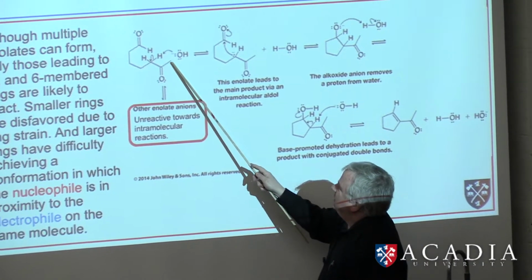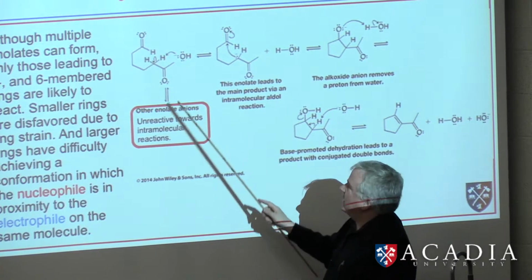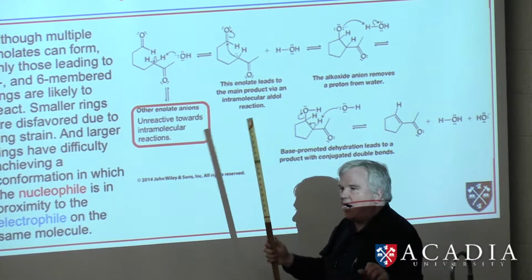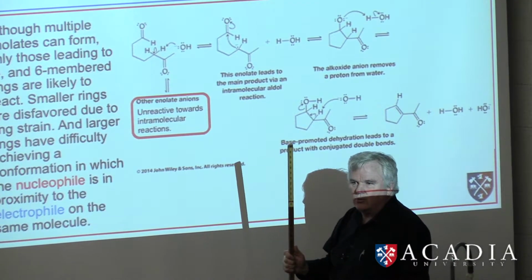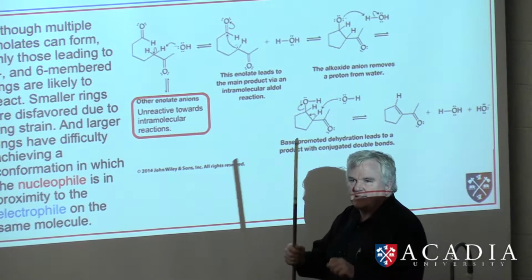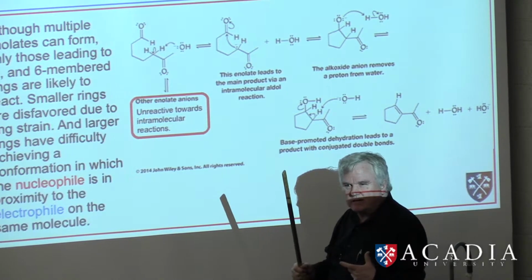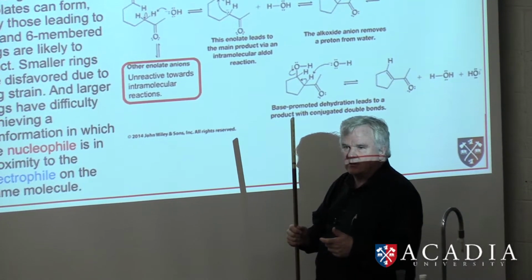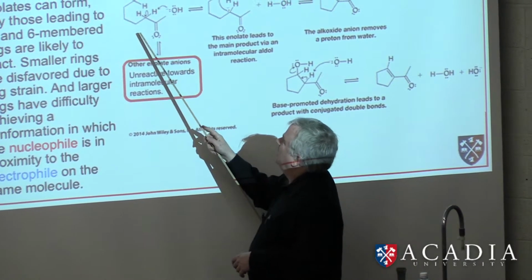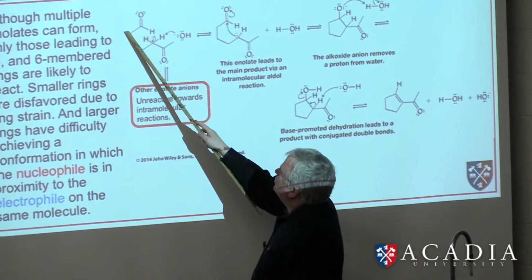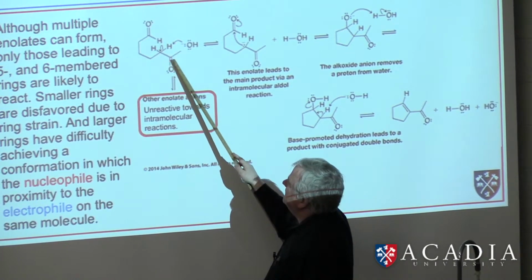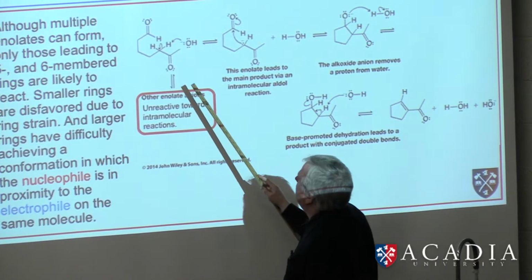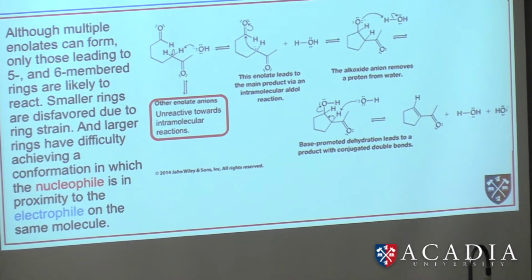If we pull off this proton, we form the enolate, but it's hard for the conformation to find itself and form that 7-membered ring. 7-membered rings, if you ever made the models, are a little bit more difficult to make than 5- and 6-membered rings. Okay? If we pull off this proton, the problem is that we have a sterically hindered, poorer electrophile. So in this reaction, let's go back.